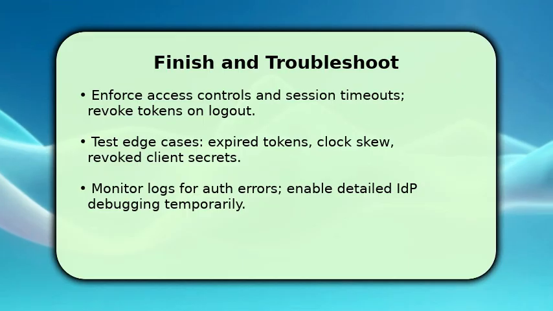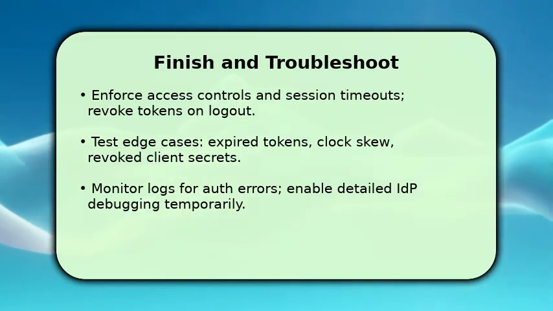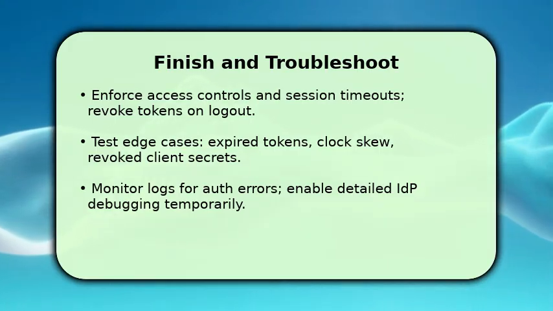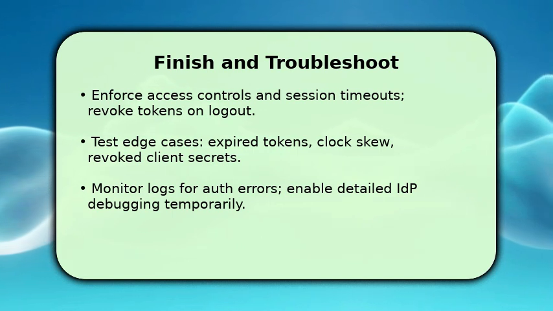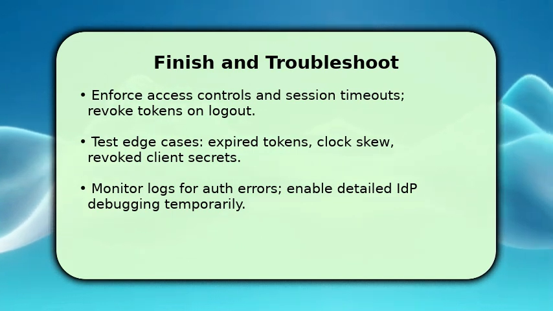If things go wrong, check logs for token validation errors and enable detailed IDP debugging temporarily. This often reveals signature, audience, or clock-related mismatches. Once resolved, disable verbose logs to protect sensitive data.